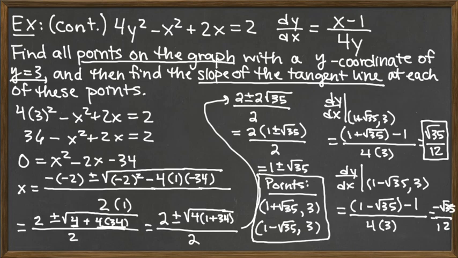Let's see if we can make that look a little bit cleaner here. We've got the negative root 35 on the top and 12 on the bottom. So that will be the slope of the tangent line to the curve at the second point.